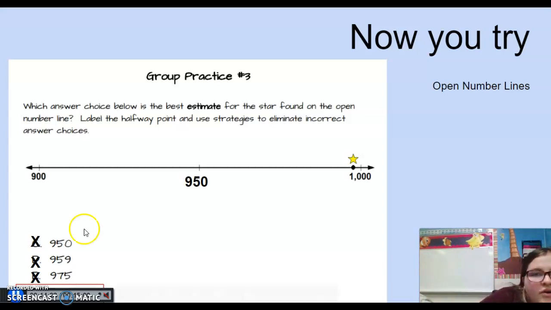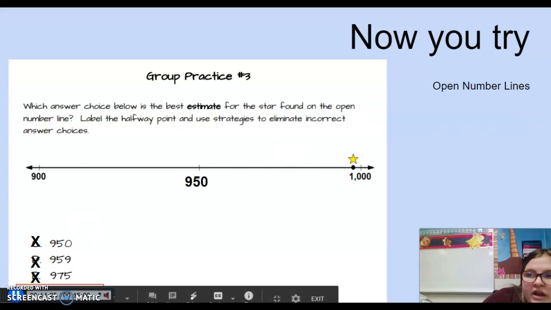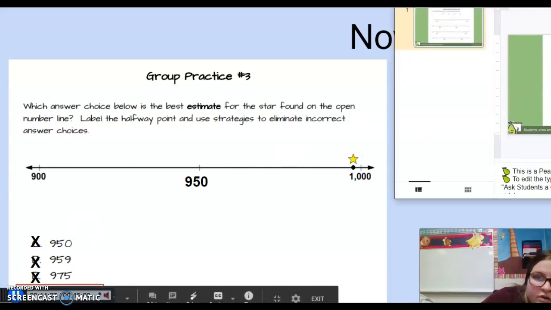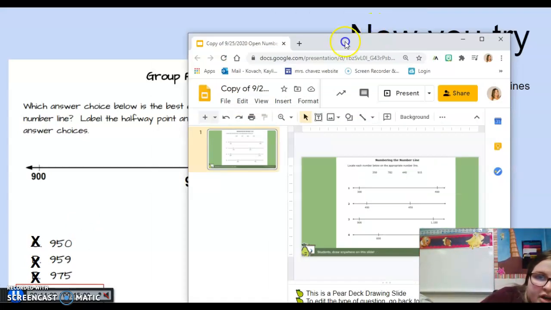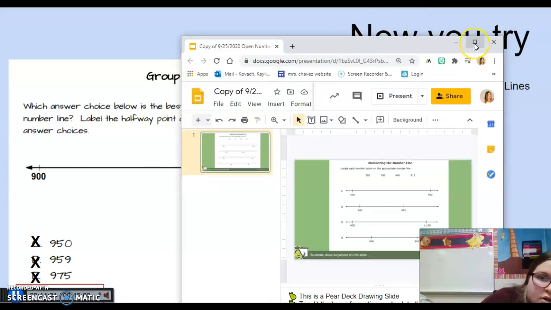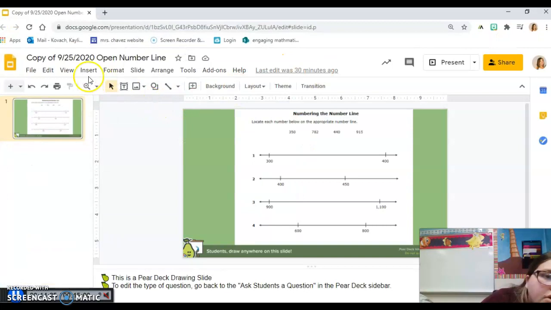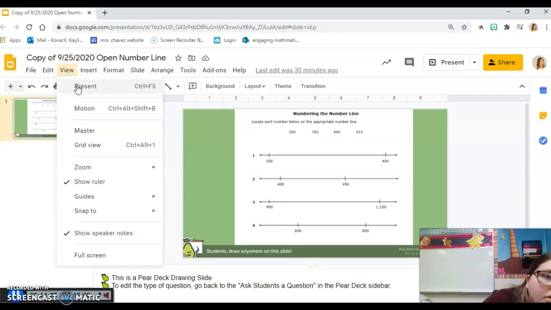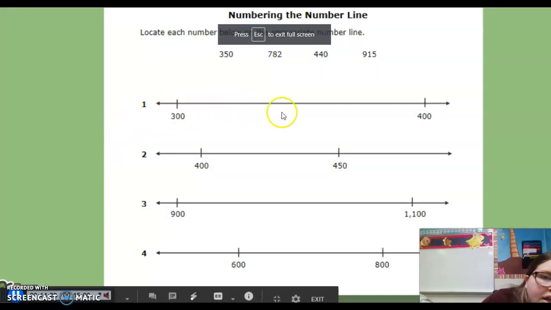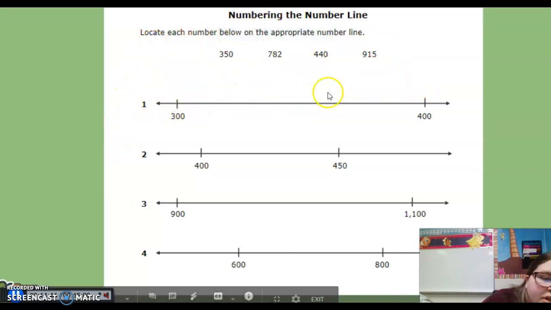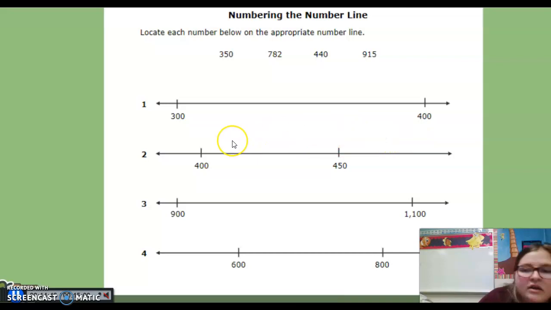Okay, now your assignment for today is going to be uploaded to Google Classroom, and it's a Pear Deck. Okay, so whenever you go right here, you're going to fill in and locate these numbers on each number line. So you have to put it on the correct number line.